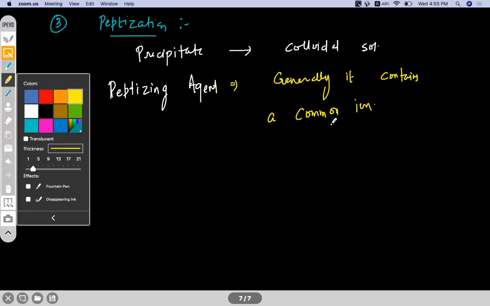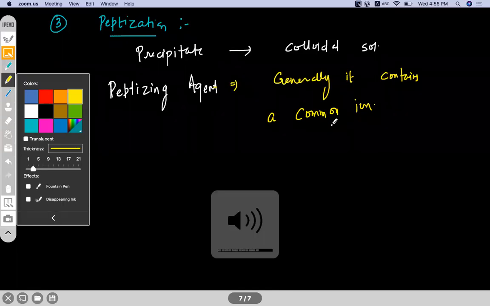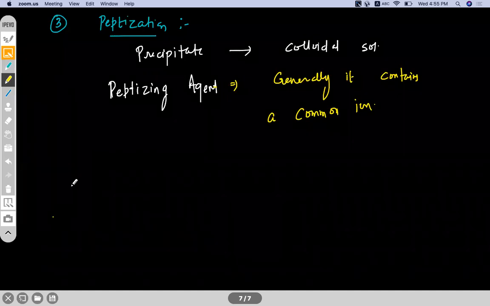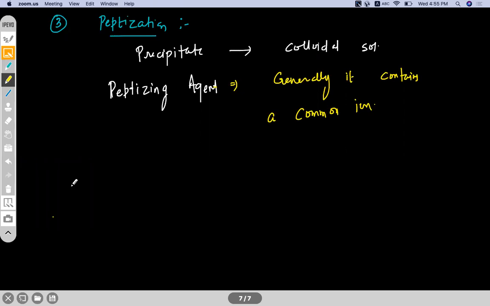Can you repeat it again? Sorry? Sir, can you repeat the statement again? Your voice is not coming, Rajdeep. Not at all. If you're using headphone, earphone, plug it again. Okay, I'll see this.